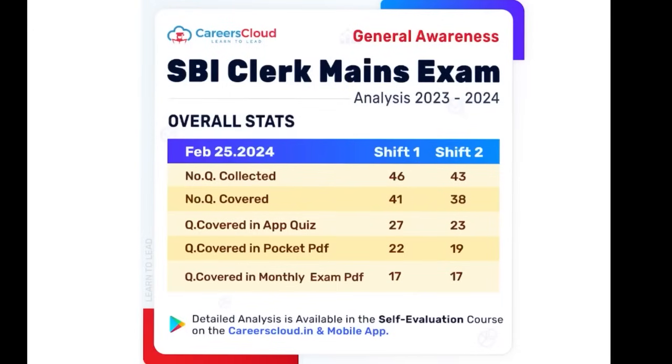Now friends, recently your SBI Clerk Mains exam was held. We have collected some stats on it, and let me show you why I say that AffairsCloud is one of the best top solutions for current affairs. For the first shift and second shift, there were 46 and 43 questions collected respectively, for 25th of Feb. Here we see that 41 questions and 38 questions respectively were covered by us in our course.